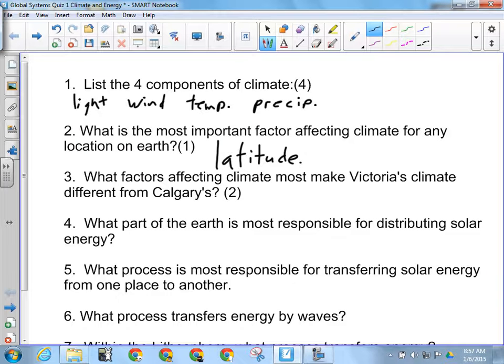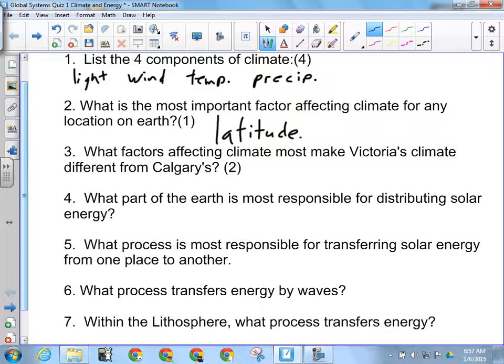Okay, number 3, what factors affecting climate most make Victoria's climate different from Calgary's? Two things. Where is Victoria? Right by the ocean. Where's Calgary? Not by the ocean. So proximity to oceans would be one. If they have something about being close to the ocean, that's one mark. What's the other thing that's the big difference? Altitude.